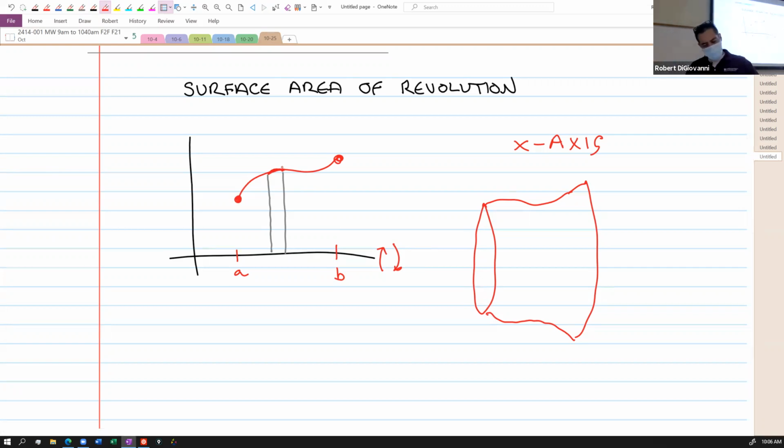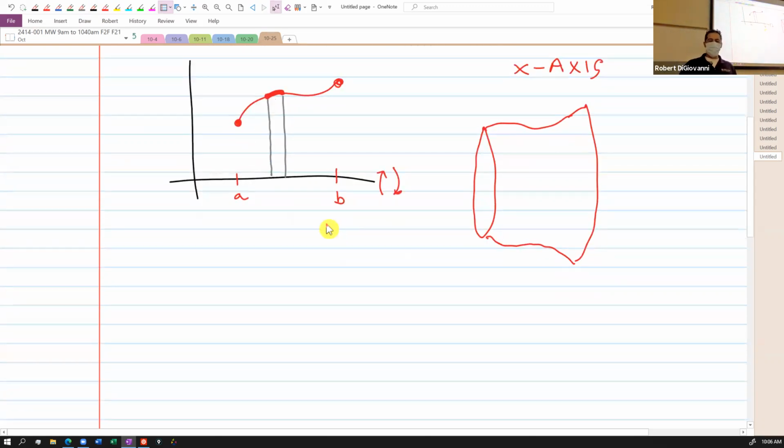Okay, so I want to wrap just this piece around the x-axis. So imagine that going around the x-axis. What do you see? Could you describe to me physically what you see when that's wrapped around? What does it look like to you? How about a rubber band? Kind of like a rubber band would look.